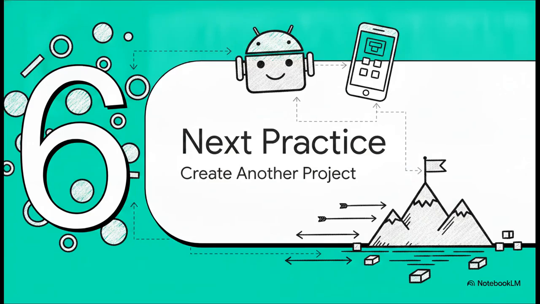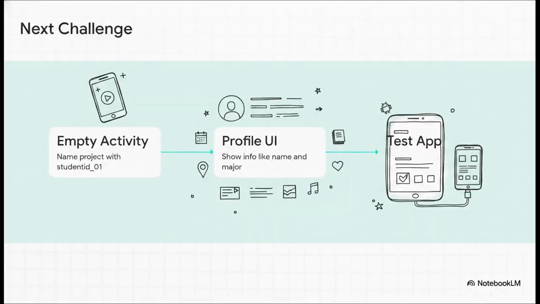Moving into Section 6, your next coding challenge. Now that you have the tools and the knowledge, it's time to step up and take on a solo assignment. Your challenge is to build a personal profile app. You're going to start a brand new Android project with an empty activity and name it with your student ID followed by _01. Then use that res folder to add a profile picture and use text views to display some personal info, like your major, your address, and your hobbies. Connect it all up and test the whole thing on your virtual device to make sure it looks absolutely perfect before you submit your report.